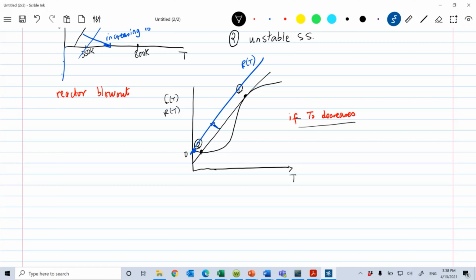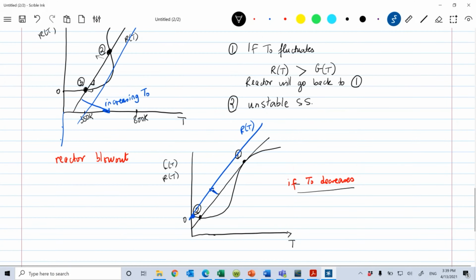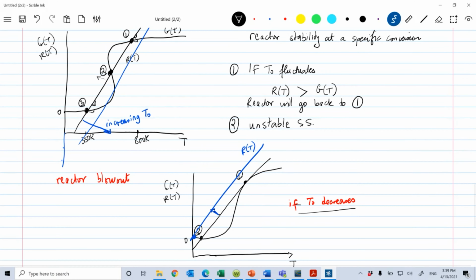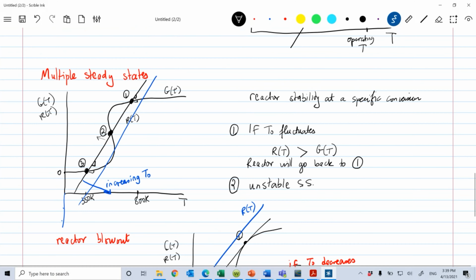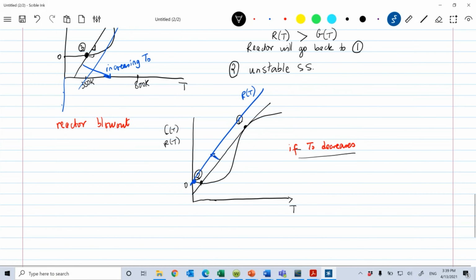So it will be your ability to understand whether or not a point is stable or unstable based on these multiple steady states, whether or not the point is barely touching the G of T curve, so it could actually lead to reactor blowout.